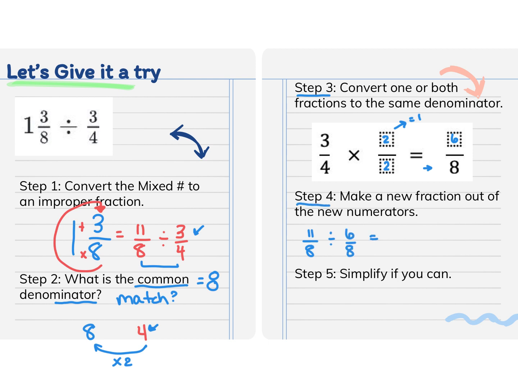So step number 4 says, make a new fraction out of the new numerators. So we're going to take the first numerator, which is 11, and we're going to put it over the second one, and that is 6, and that's your answer. So the last step, step number 5, says to simplify if you can. So 6 goes into 11 one time, and you have 5 out of 6 left over. And that is your solution.